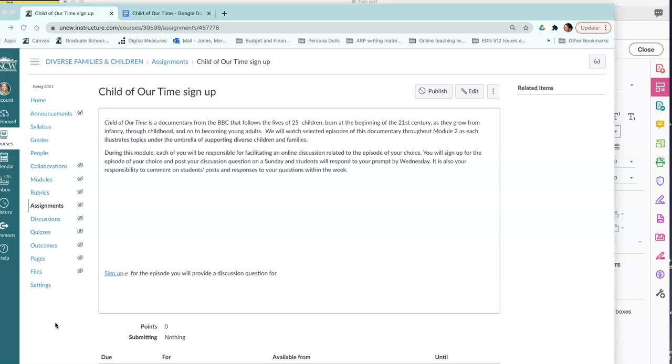But if you see somebody has a lot of responses already, do the polite thing and comment on someone who posted a question that doesn't have responses yet. There are 30 something of you in here, so plenty of you to space out your responses and make sure that everyone's discussion question is getting answered. So, what I need you to do quickly, by the 24th, is to sign up for the episode that you want to watch.